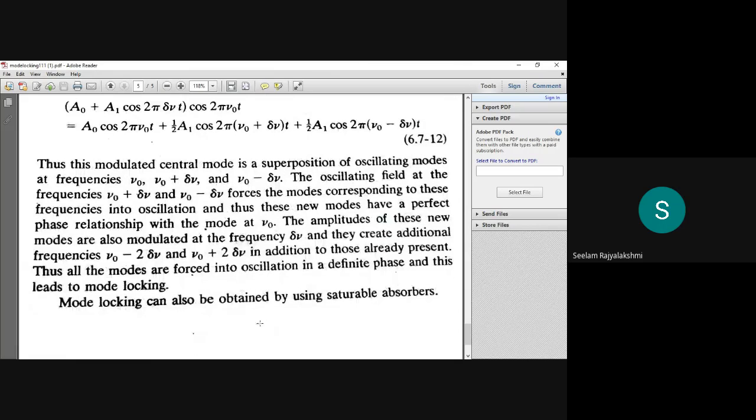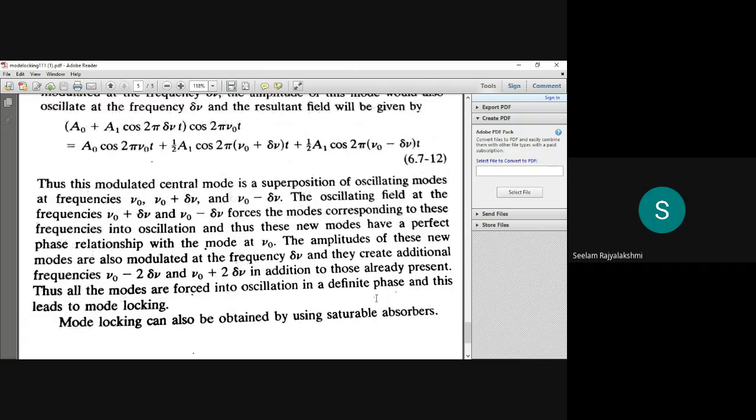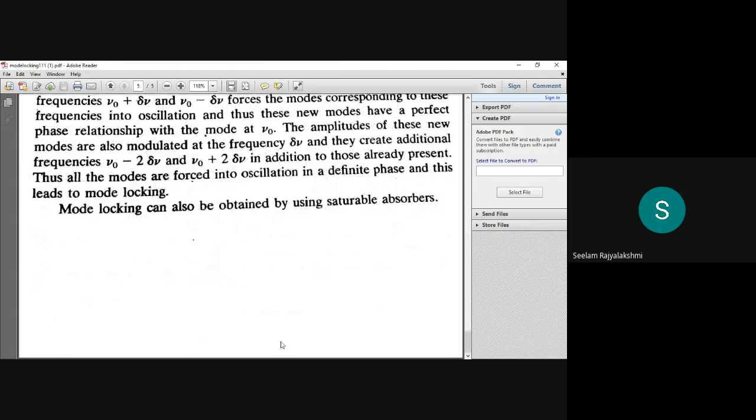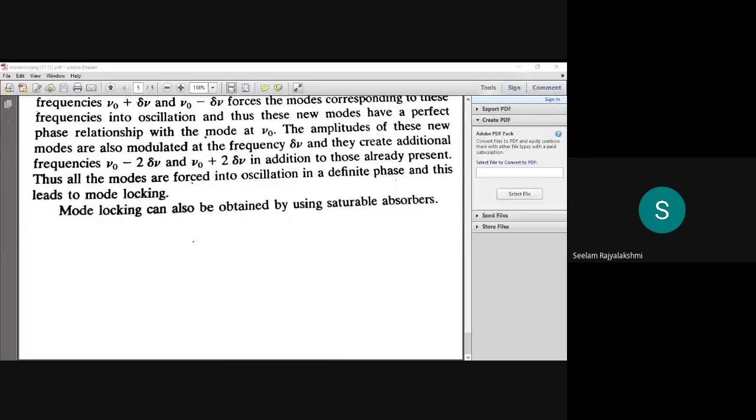Mode locking can also be obtained by using saturable absorbers. So this is about mode locking. Within a short duration of time, we will obtain high peak powers.